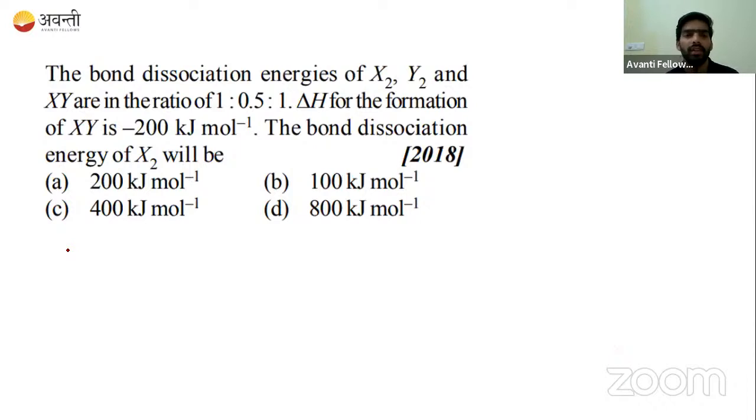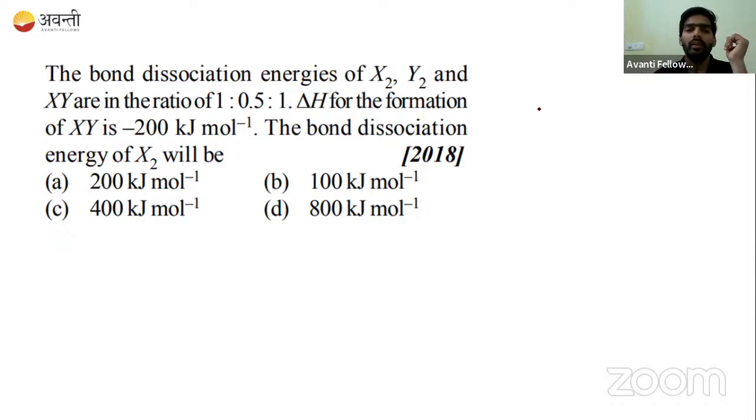Now moving on to another question. This is also one of the easy questions. You might have studied bond dissociation energy. Okay, let's read the question. The bond dissociation energies of X2, Y2, and XY are in the ratio of 1 : 0.5 : 1.